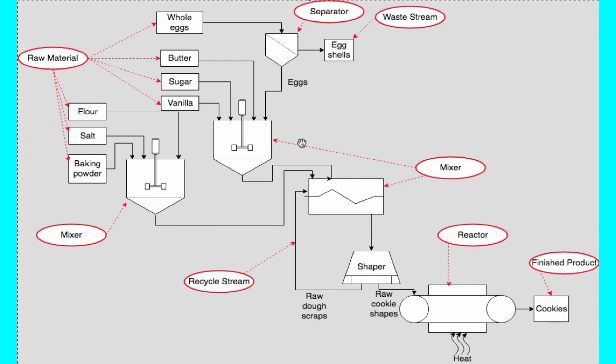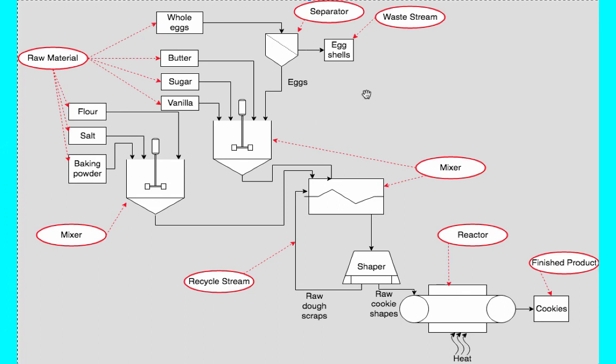Things to note: make sure that you understand that each process, when we're making anything, has mixers, and we can see the mixer here, here, here. Processes also have separators. We have a separator here separating our eggshells from our eggs, and really this shaper could be considered a separator as well. And then also a reactor in our process. Our oven is our reactor, showing heat coming into the oven.